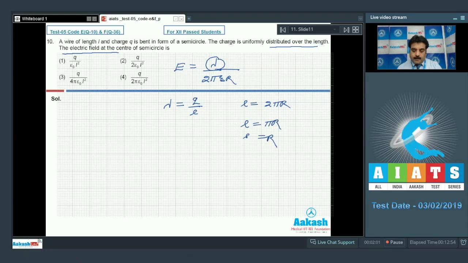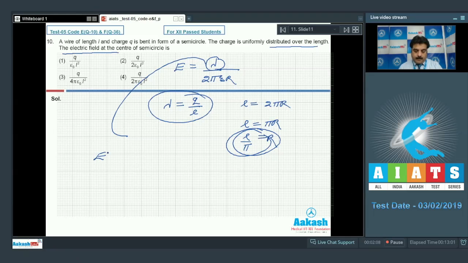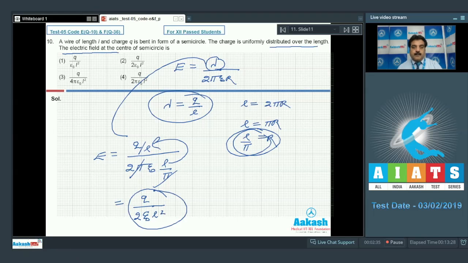So that will give you the radius as L upon pi. If you use lambda and R in this formula, then lambda is Q upon L, and 2 pi epsilon naught R with R equal to L upon pi. Pi will cancel, and this L multiplies with this L. So you will get Q upon 2 epsilon naught L square. So this is the electric field. Now I can say my option number 2 will be the right choice. So let's move on. Question number 11.